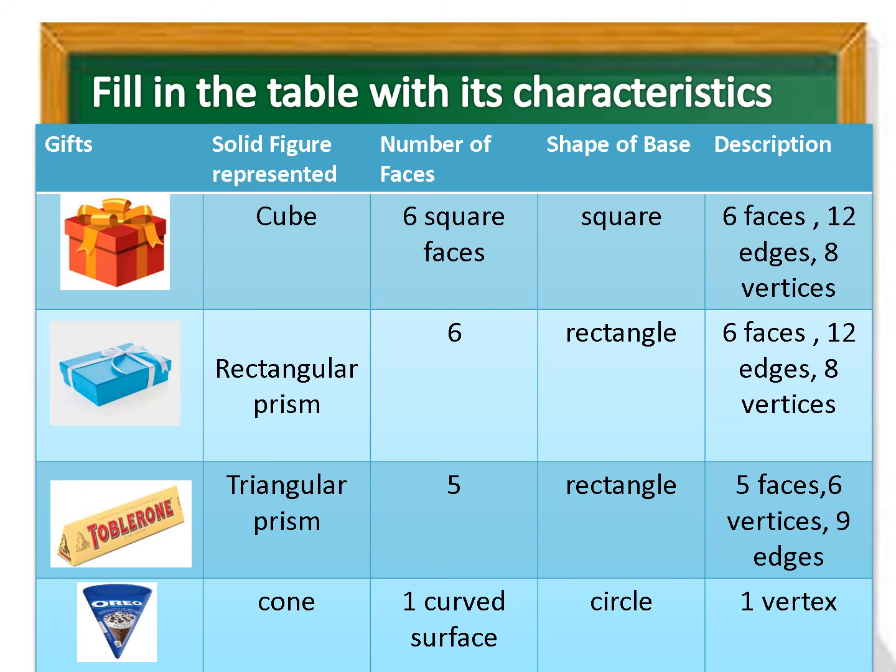Number 2 gift is shaped like a rectangular prism. It has also 6 faces. Shape of base, rectangle. Description, it has 6 faces, 12 edges, and 8 vertices. Number 3 gift is a chocolate Toblerone. Solid figure represented is triangular prism. Number of faces, 5. Shape of base, rectangle. Description, 5 faces, 6 vertices, and 9 edges.